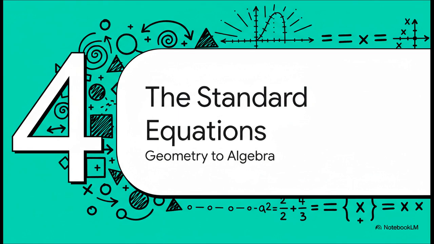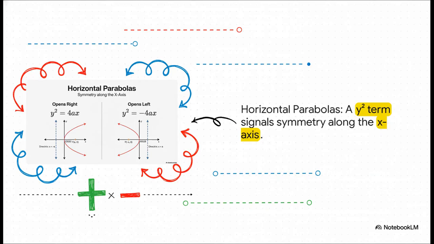All right, we know the shape, we know the parts, we know the rule. Now it's time for the really cool part, translating all this beautiful geometry into the powerful language of algebra. Let's look at the equations. So check this out. Anytime you see an equation with a y-squared term like y squared equals 4ax, you know instantly that you're dealing with a horizontal parabola. It opens sideways. And look at the power of a single plus or minus sign. If it's a positive 4ax, it opens to the right. If it's a negative 4ax, it just flips over and opens to the left.